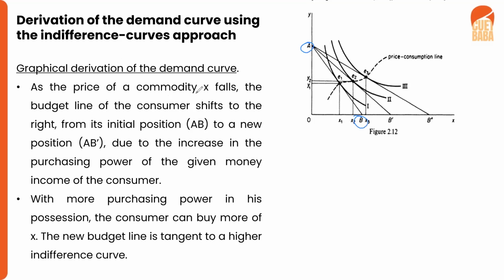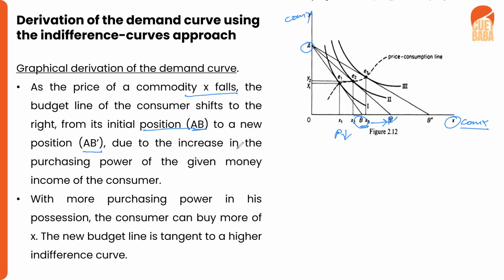Suppose we assume that the price of commodity X falls. This is commodity X and this is commodity Y. The price of commodity X falls and the budget line shifts to the right from the initial position AB to the new position AB dash. This was the earlier consumption point, the AB budget line. Then as the price falls, the budget line would shift to A to B dash.